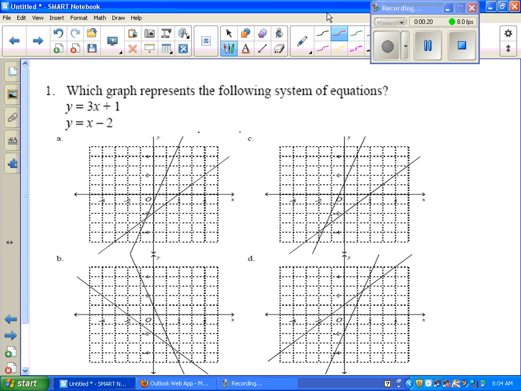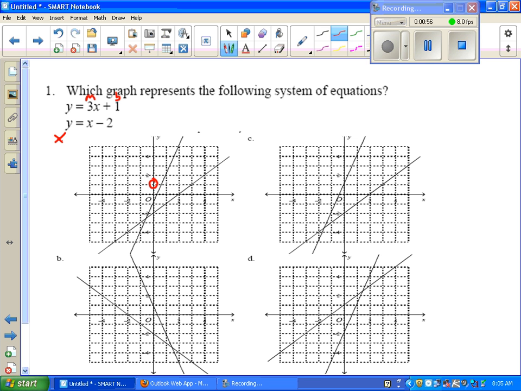Number 1 says, which graph represents the following system of equations? You need to look at what each equation represents individually with your m and your b values. If you look at your first m value, it's 3, and your b value is 1. B values are usually the easiest ones to look for because that's where it crosses through the y-axis, or its y-intercept. So you're looking for equations that cross through 1. As you look here, there's nothing that crosses through 1. You could immediately eliminate the first one.